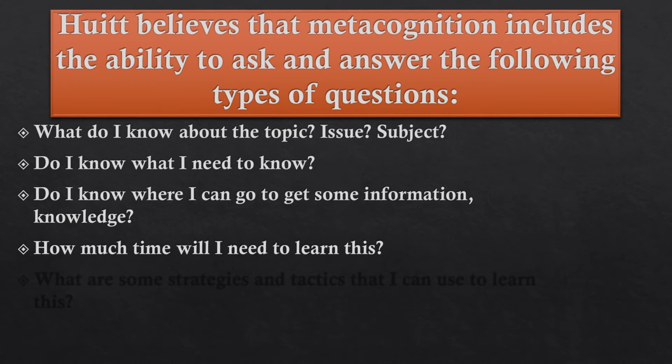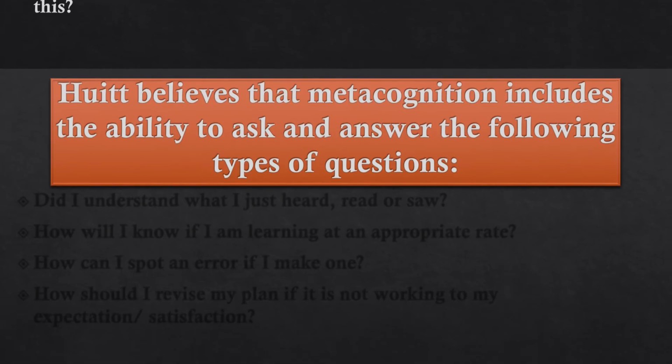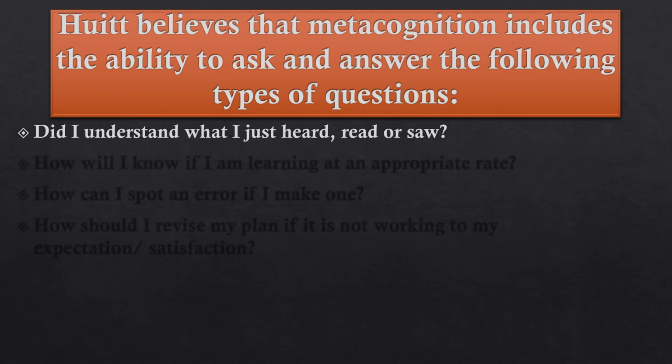Another, how much time will I need to learn this? If you know the certain amount of time in order for you to learn what is presented to you, then you are also making use of metacognition. Another, what are some strategies and tactics that I can use to learn this? If you're familiar with the strategies and tactics that you can use to learn the problem or the learning presented to you, then you are making use of metacognition. Another, did I understand what I just heard, read, or saw? If you do that, then you are making use of metacognition.